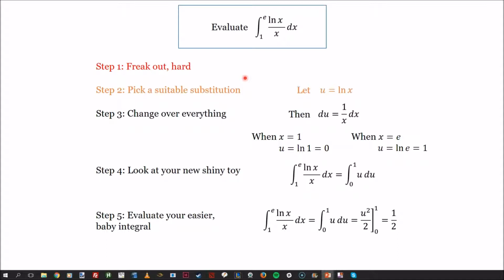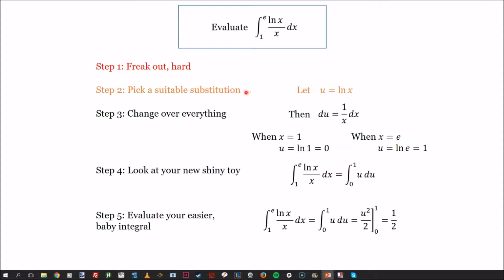Step 2, pick a suitable substitution. What you're looking for when you're using u-substitution, or the reason why you even know this is a substitution problem, is because you can see something, which in this case is the ln x, and its derivative, which is 1 over x dx. Whenever you can see something and its derivative, you can probably try substitution first. It's probably going to work.